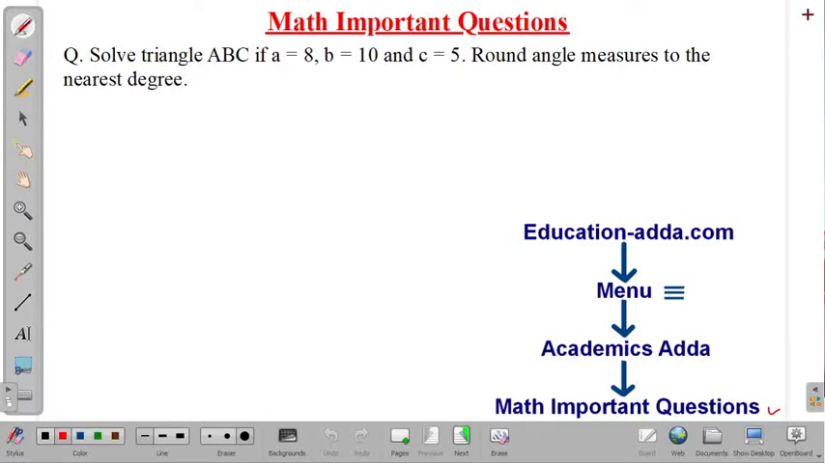In this lecture we will discuss one important problem of mathematics from the topic trigonometry.